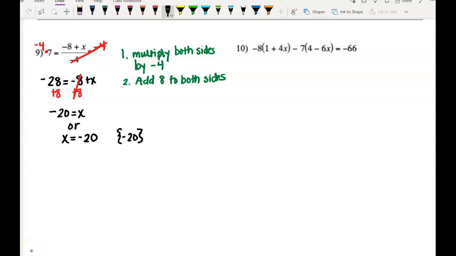All right, number 10 is our other exception. We can't go into our rules of undoing until we distribute and combine like terms. So the first step is going to be distribute and combine like terms.